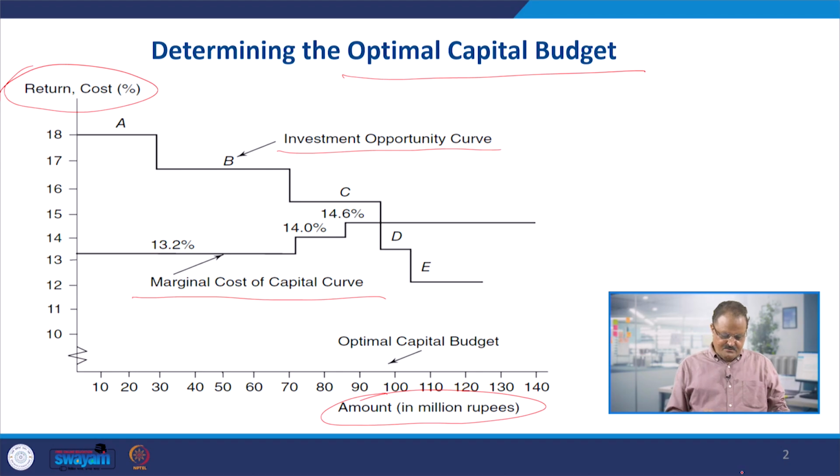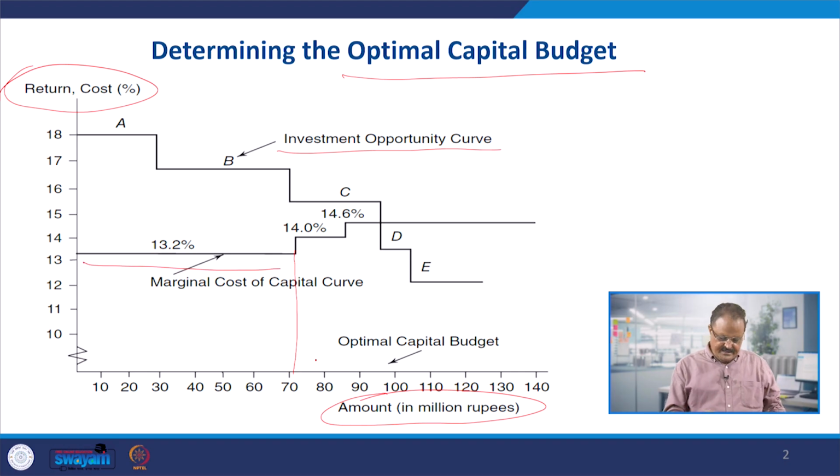In the present case, we have seen that, for example, up to this level of investment, little more than 70 million, you can call it the investment, or you call it the cost of capital. If you draw a line here, up to this little more than 70 millions of investment, the cost of capital will remain 13.2%, because this line is going like this, it is static.